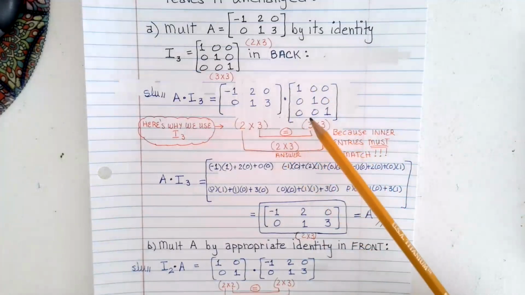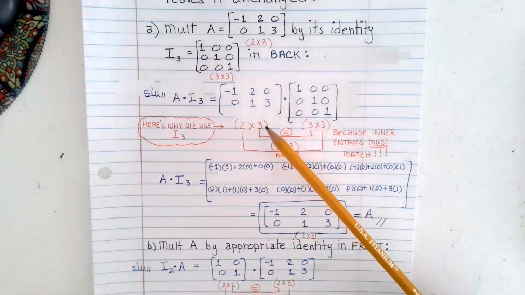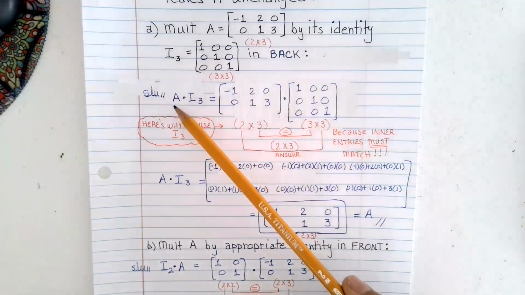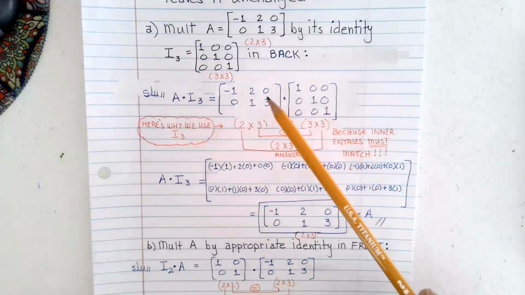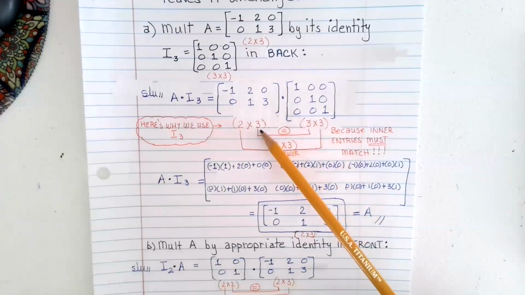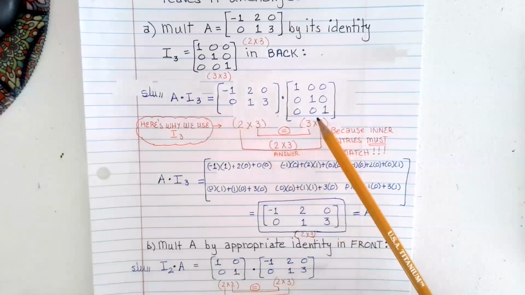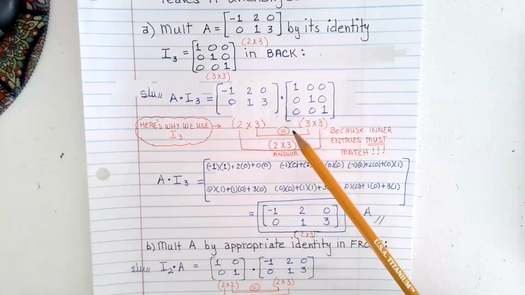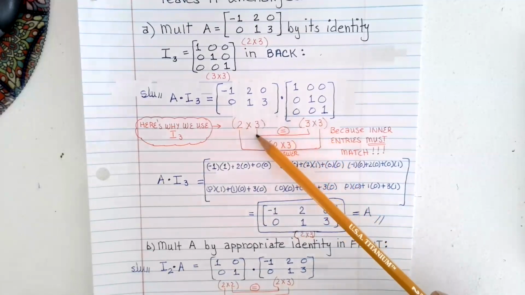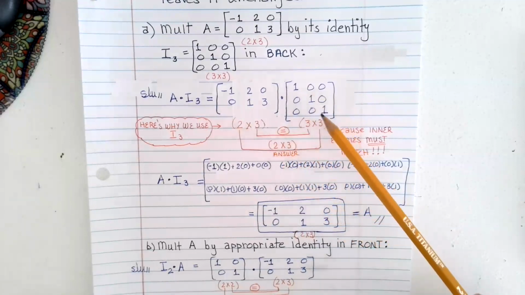Well, we have to match the inner dimension of the matrix on the left side. We're multiplying on the right side, so for the matrix on the left, we have to match its inner dimension. That's why we chose 3 by 3. If it had a different inner dimension, it would be a different identity. And you'll see that when we get to part B. This is part A.